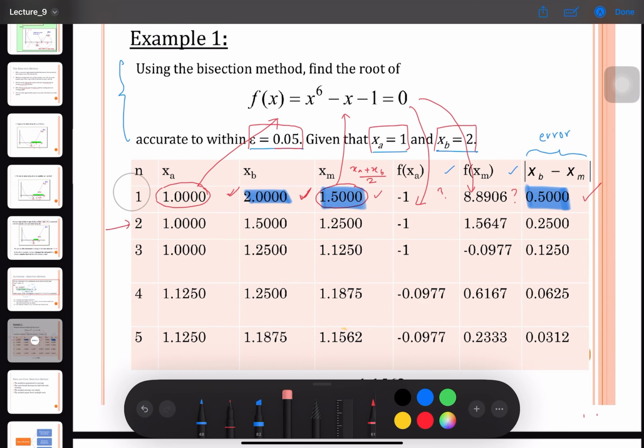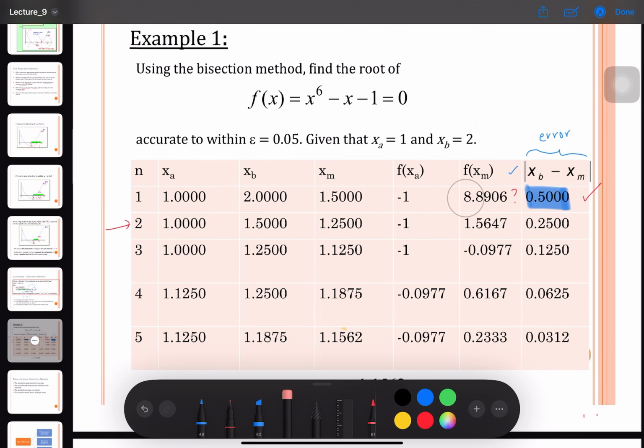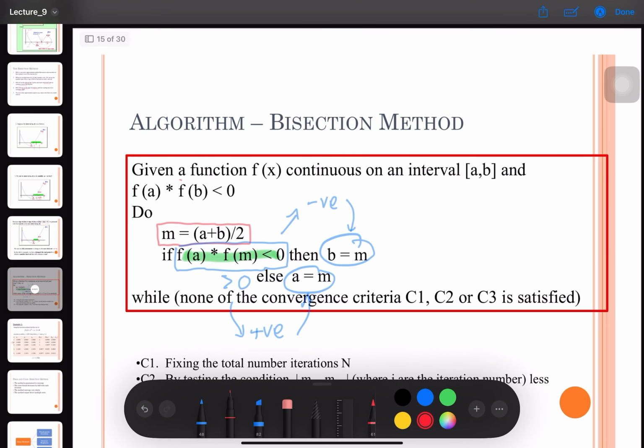So you have to continue the same technique for the second one. So I will delete this for you to get a clear view. Okay, so we start with number 2 here. Now, where do you get your xa and xb? Remember, you have to take note of the rule highlighted in green. If f(xa) times f(xm) is negative, then b = m.